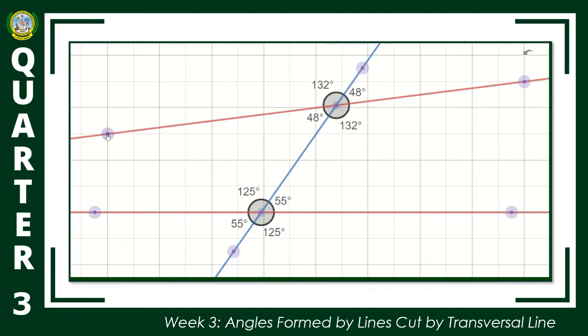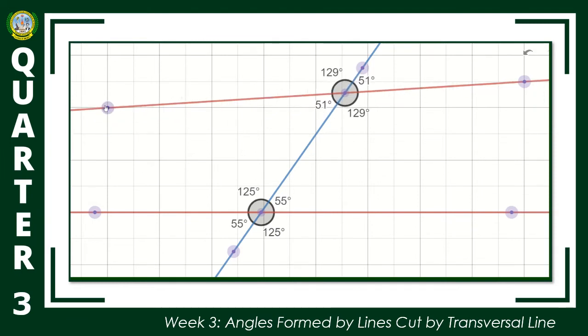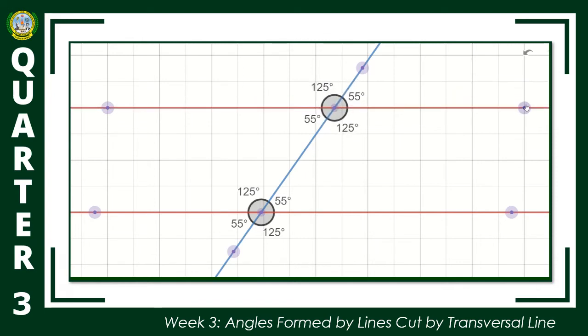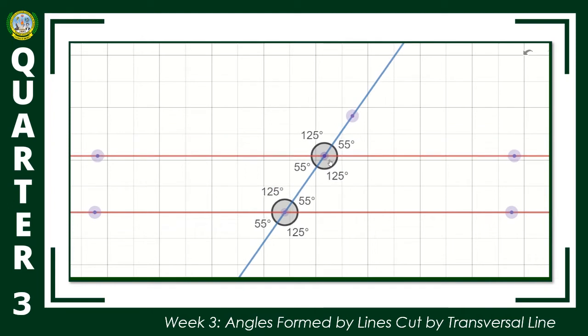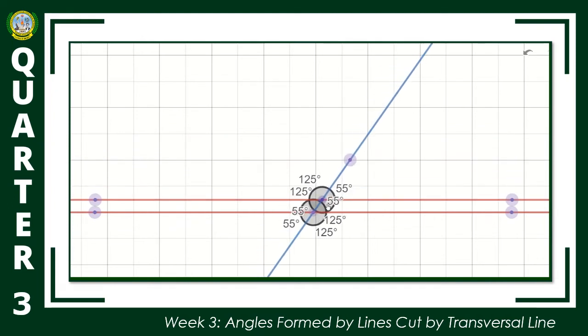Pero notice po na kapag ginawa kong parallel yung red lines natin, ayan, magiging parehas na yung angles dito sa taas dun sa nasa baba. Kumbaga parang duplicate po nung angles na nasa taas yung nasa baba. So, mas mapapatunayan pa natin ito kapag ibinaba natin yung lines or pinagpatong natin or pinag-coincide natin sila.